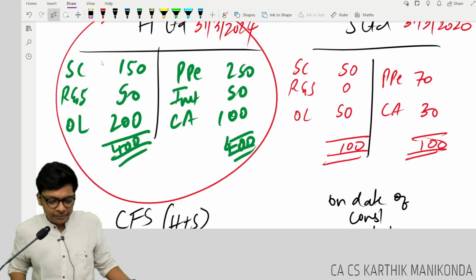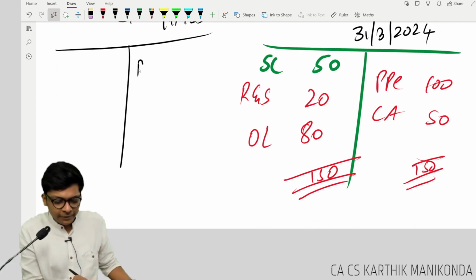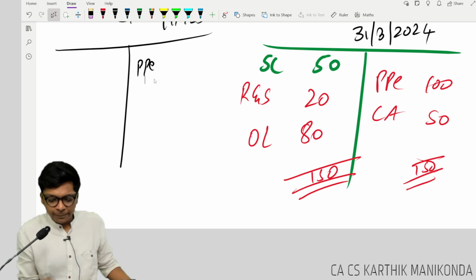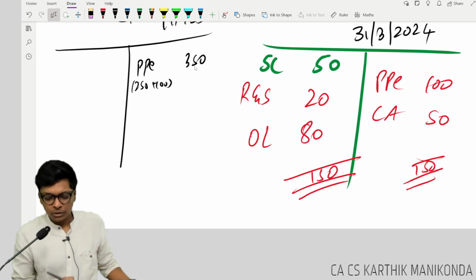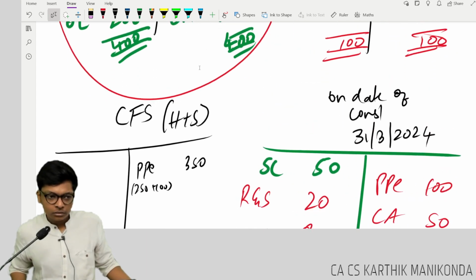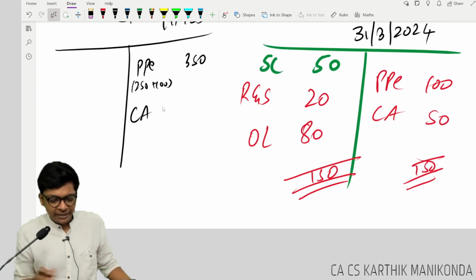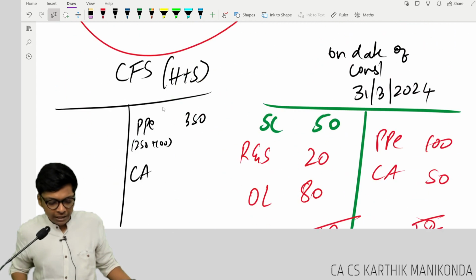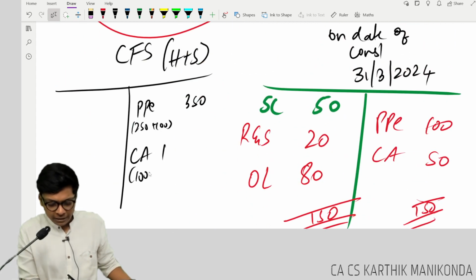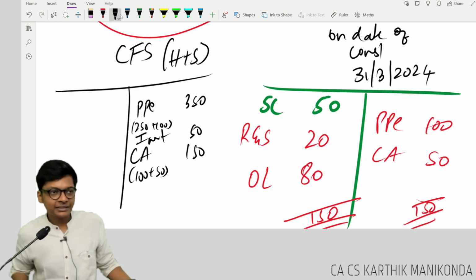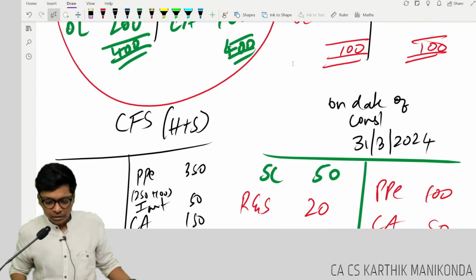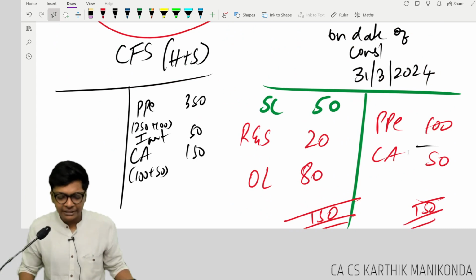So let's do one by one. PPE will be, you will help me out, you have the numbers with you, 250 plus 100, which is 350, correct? 350. Then current assets will be 100 plus 50, which is 150. Investments also is how much, guys? 50, correct? Investments is 50, because here it's 50, here it's not there. So 50 plus 0, 50.